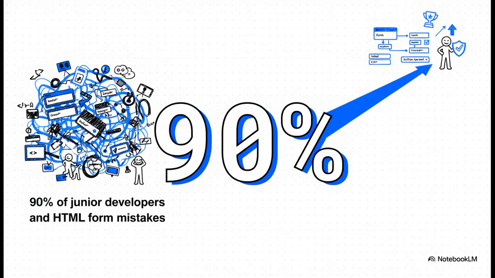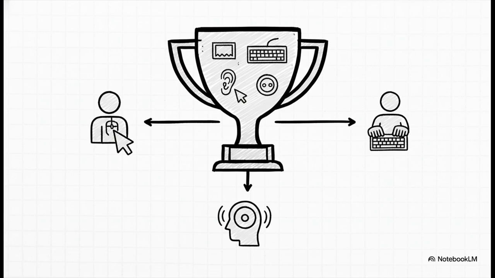So why are we geeking out about all these little details? Because it's estimated that 90% of junior developers make these exact same mistakes. If you can master these concepts, you immediately put yourself in the top 10% of candidates for any web development job, instantly. Because here's the bottom line. Building accessible semantic forms isn't some extra credit assignment or a nice-to-have feature. It is the absolute mark of a professional engineer. It proves you know how to build robust, inclusive software that works for everyone.